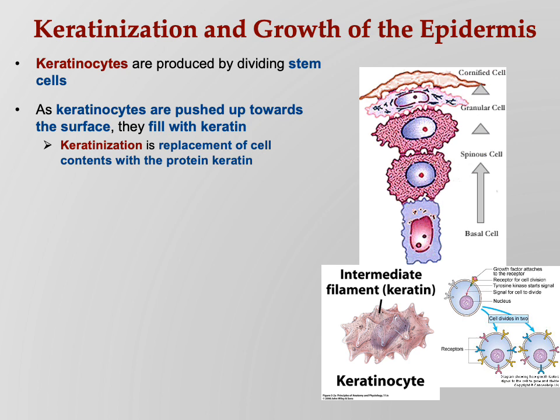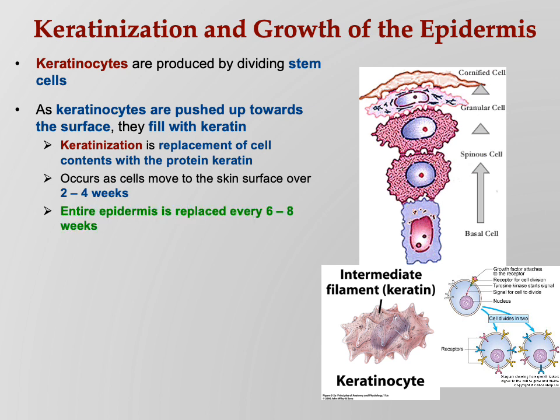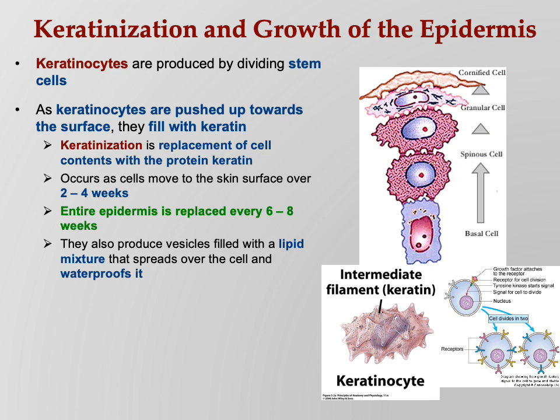Keratinization is the replacement of cell contents with the protein keratin. It occurs as the cells move to the skin surface over 2 to 4 weeks. You shed your entire epidermis about every 6 to 8 weeks. So we're starting this class the first week of June, so let's go back to May, April. In March, none of the cells you have in your epidermis right now were there in March. You've replaced all of them. Isn't that cool? And again, that's the way it's supposed to work. Your epidermis is expendable. You just shed that stuff. That's great. Doesn't matter if bad stuff gets in there, you just shed it, okay?